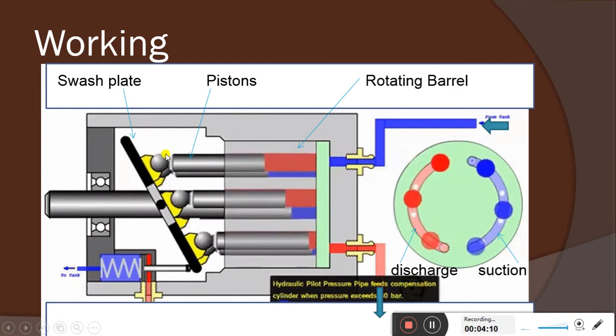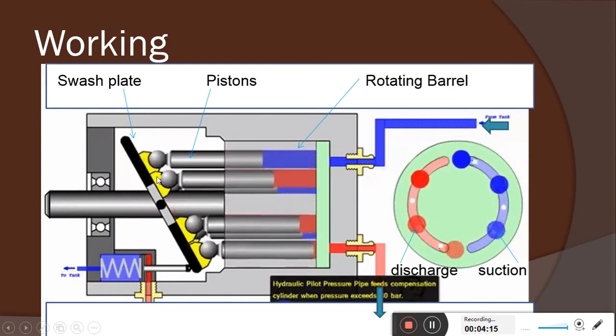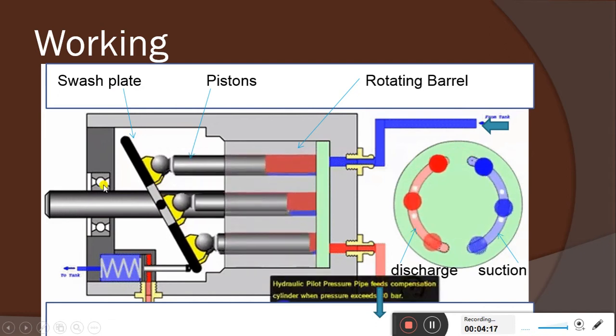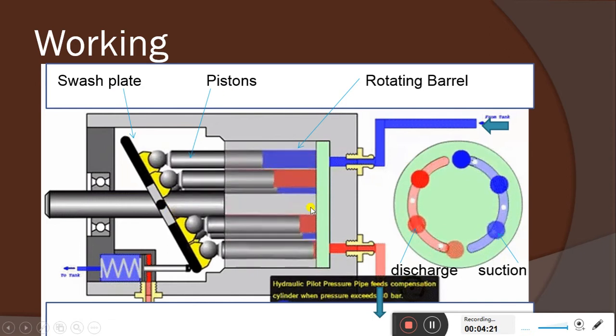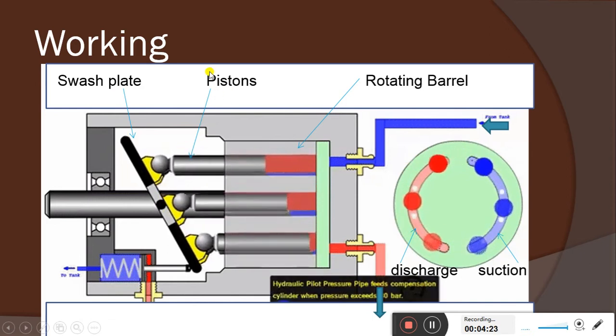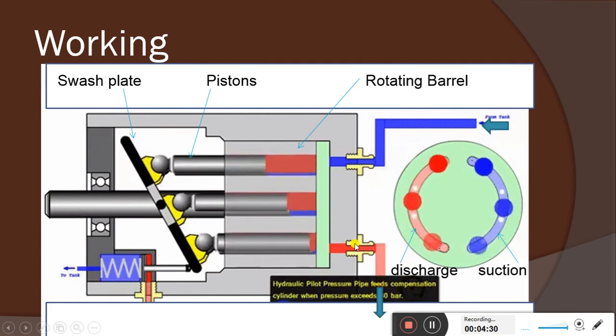You can see the video in here, it's very informative. Okay, this is the swash plate. We can find the yellow color. This is the shoes, this is the driving shaft, this is the barrel which is rotating. And the barrel is rotating, and the pistons which you can see here. So this is the rotating barrel. Somewhere it is inlet and this is outlet.